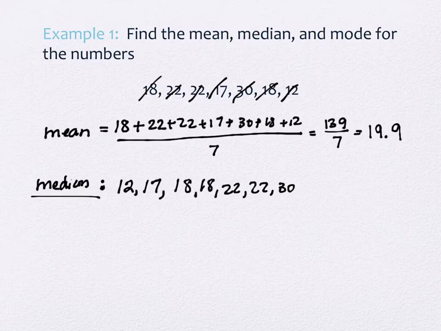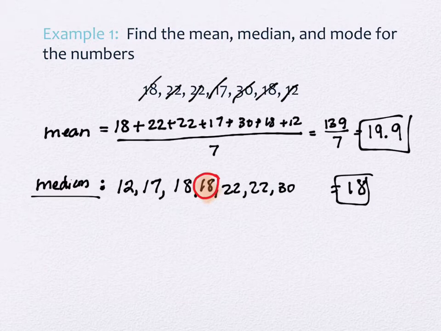This is an odd number of values. That's the easiest way for this to show up. If there's an odd number of values, I have a middle value. What is my middle value? 18. It's 18. So this 18 right here would be my median. So this one's 18 for the median, 19.9 for my mean.